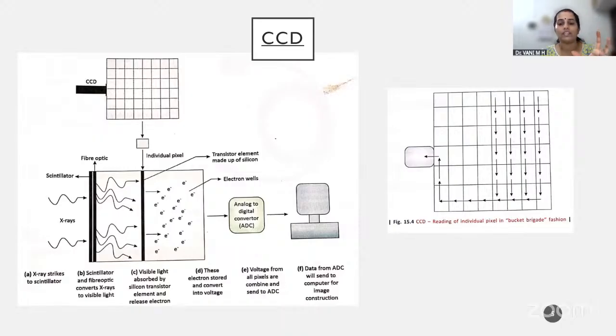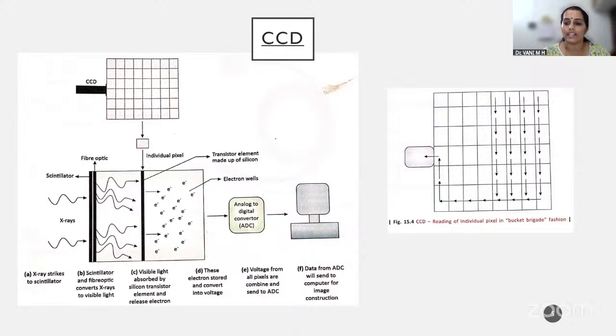Even if CCD is asked as a short note, please highlight it. Initially, you write a basic, small sentence about digital imaging, then highlight that it is a solid state detector. Then write the expansion of CCD. Okay, that is also very important. And then you go into explaining with pictures how it works.